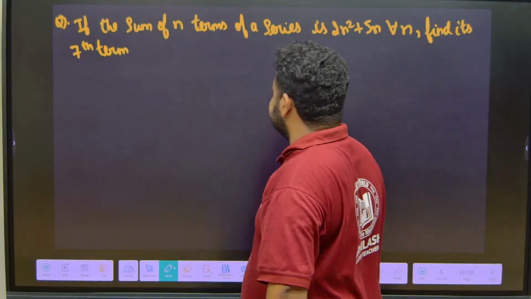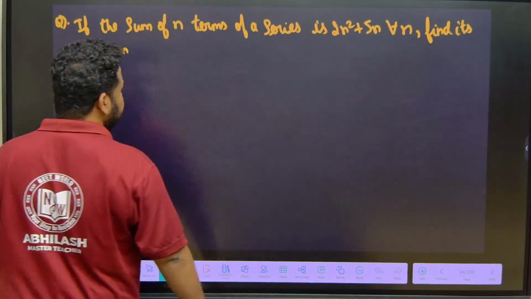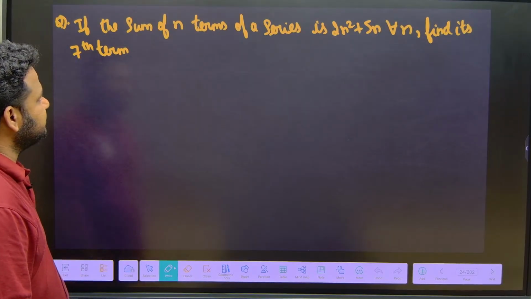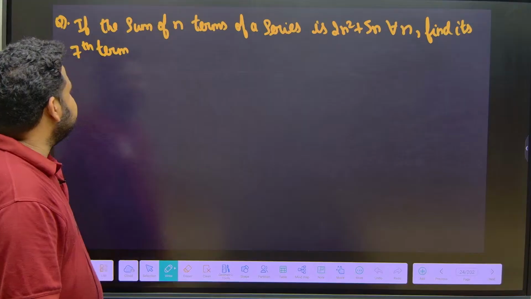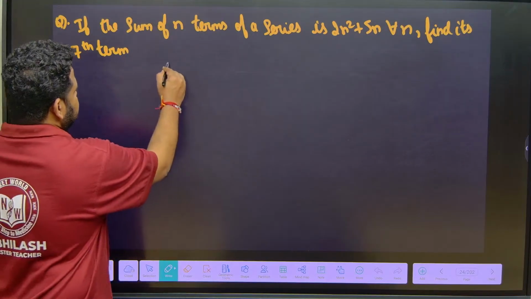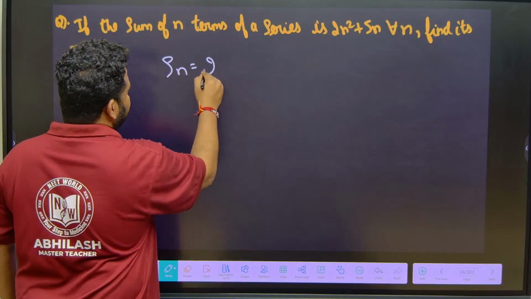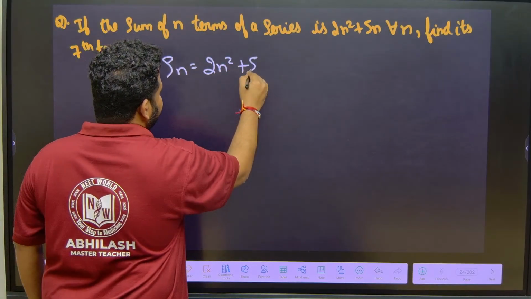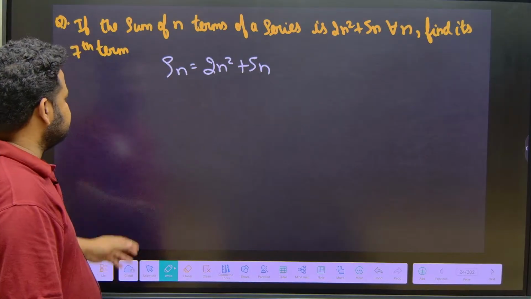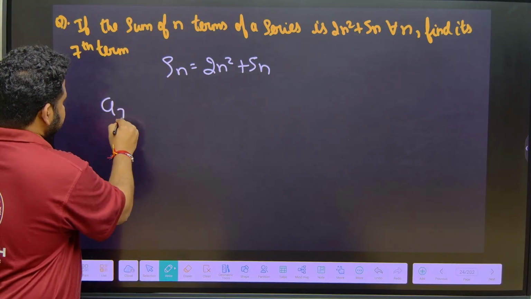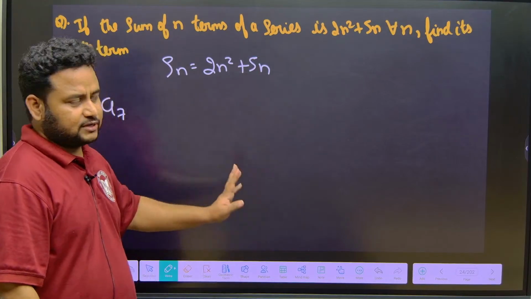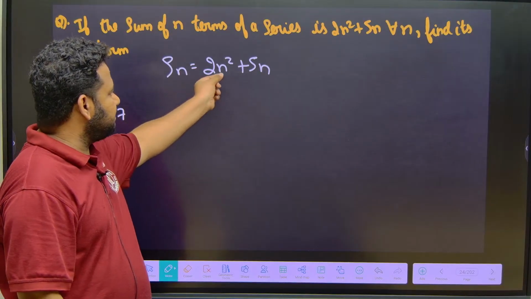Now let us have a look at some questions based on the properties which we have just learnt. What they are asking: if the sum of n terms of a series is 2n square plus 5n, find its 7th term. That is, if Sn is given as 2n square plus 5n, they are asking us to find a7, where n belongs to natural numbers. So Sn is equal to 2n square plus 5n.